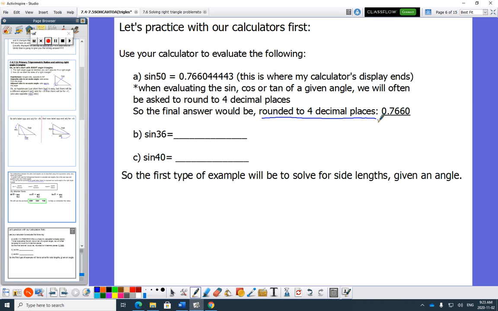Okay, so let's do sine 36. It's up to you. When you're asked to give a final answer rounded to 4 decimal places, if you want to write down what your calculator says first, that's fine. But make sure you have the final answer, okay? So technically, sine 36 is 0.587785252. Okay, so we're going to do 4 decimal places.